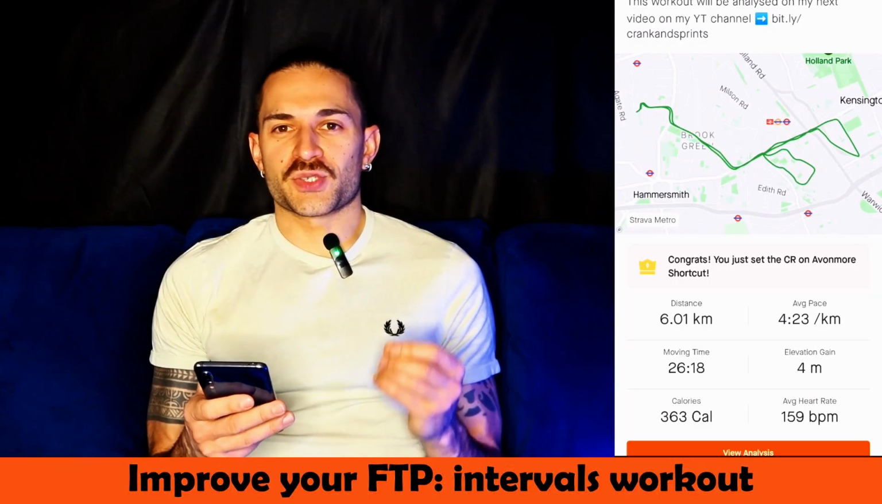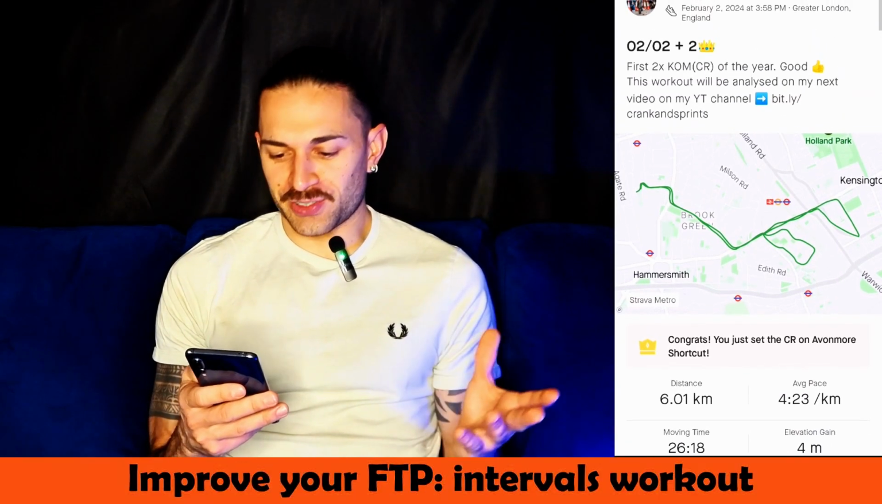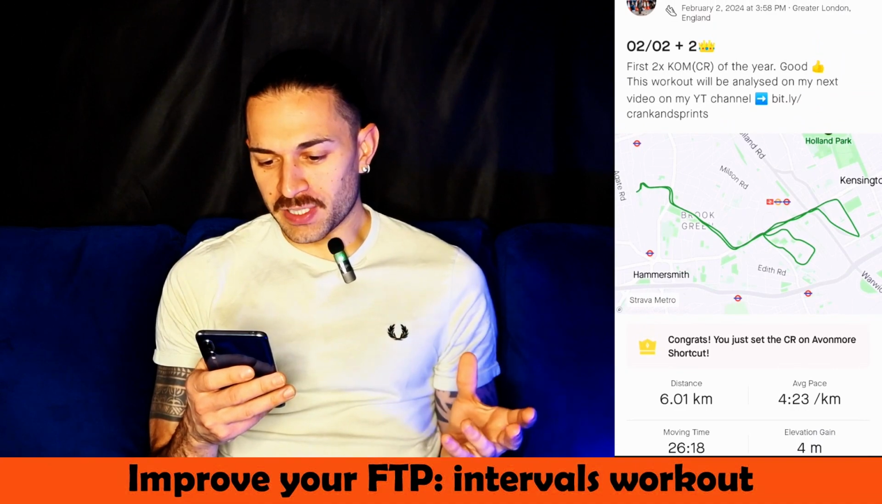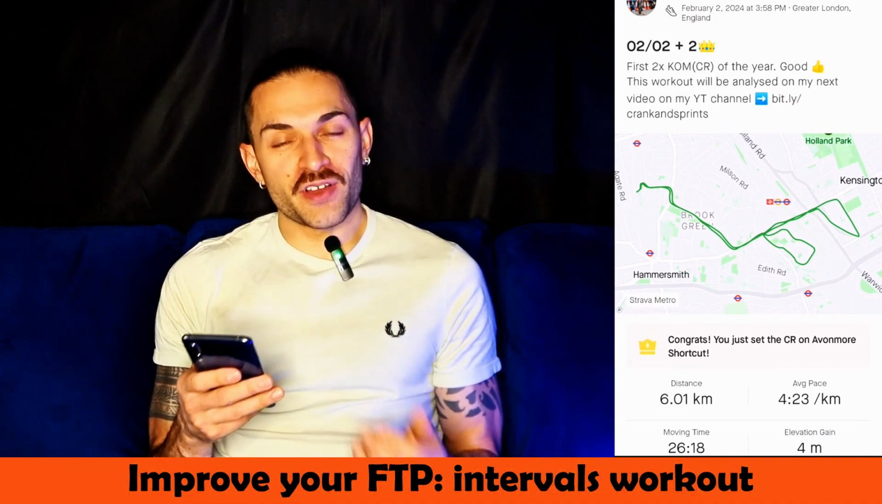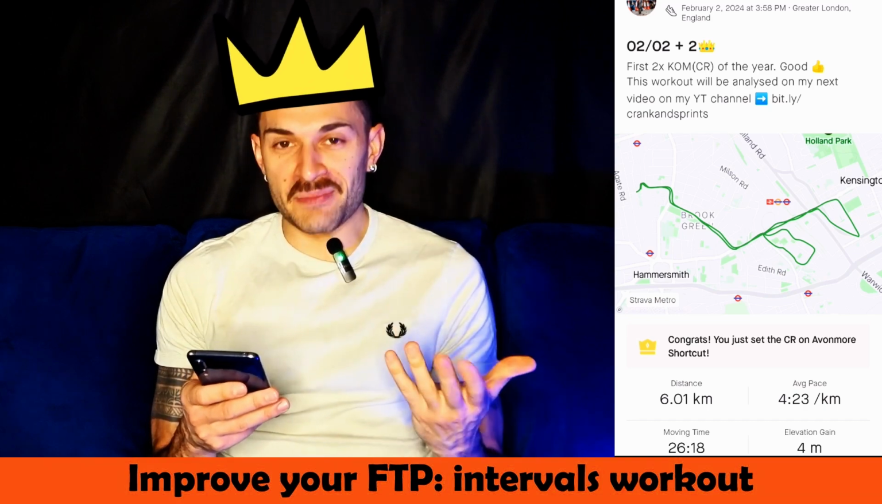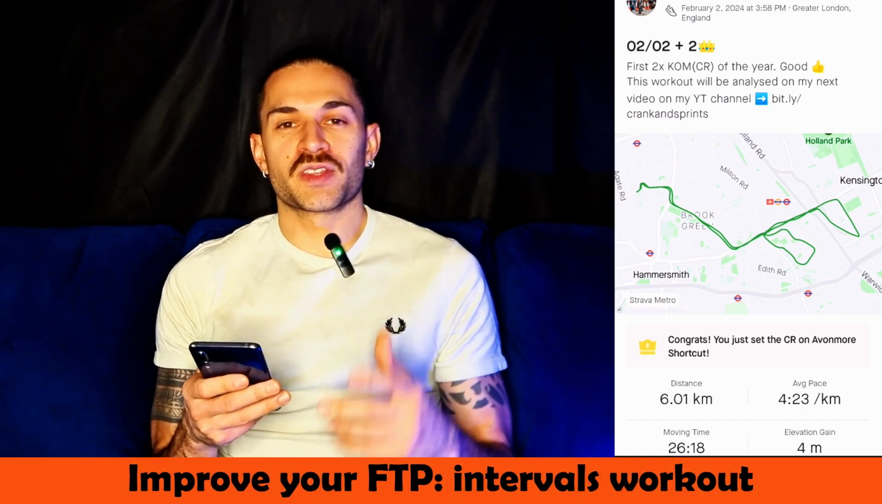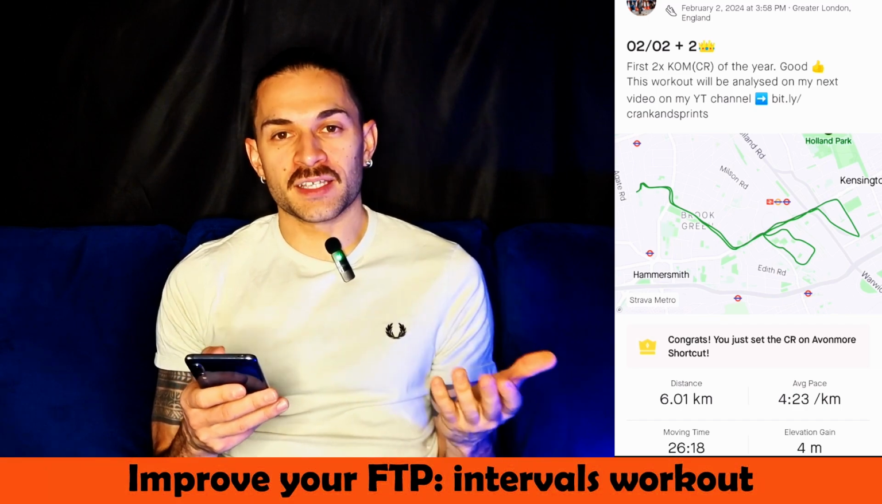On the Friday, I just wanted to do a short running training. So I did only 6 kilometers, 4 minutes and 23 per kilometer. I achieved my first 2 km of the year, so I'm really happy about that. 6 kilometers with 3 intervals of 500 meters where I sprinted.